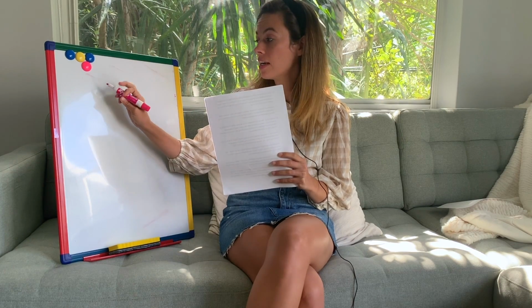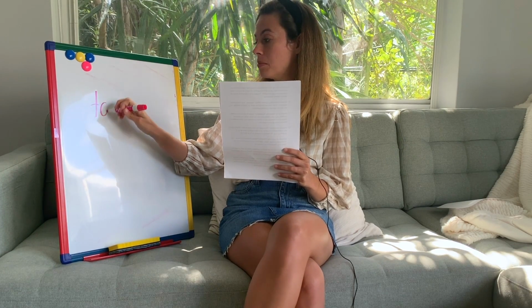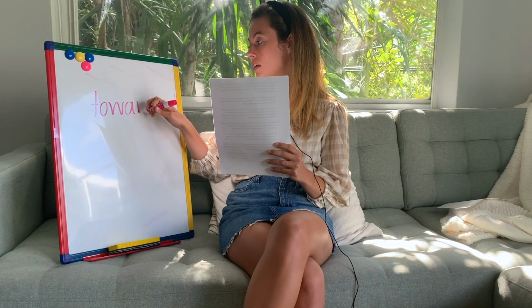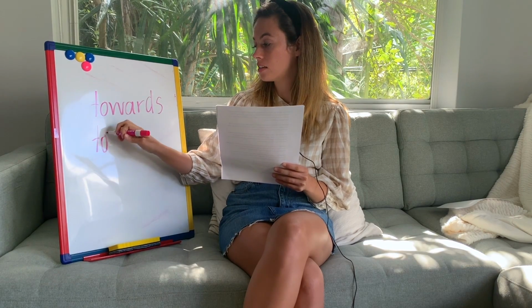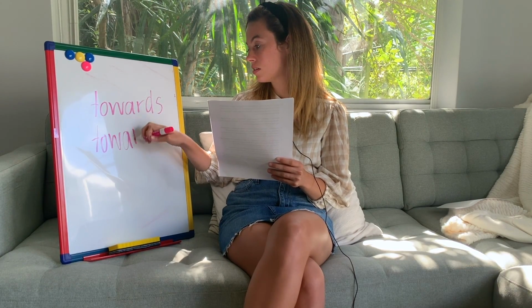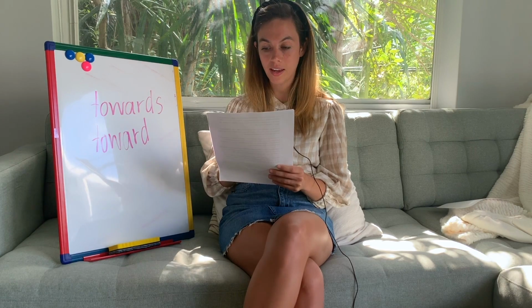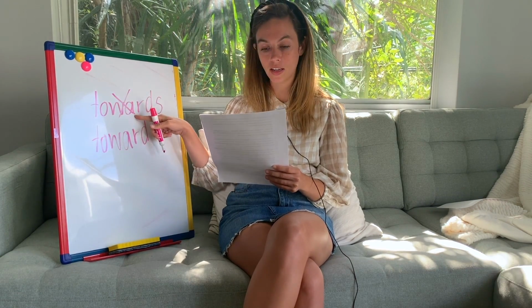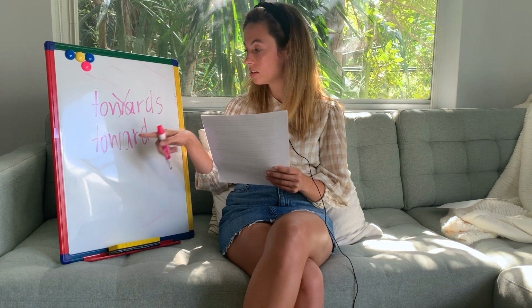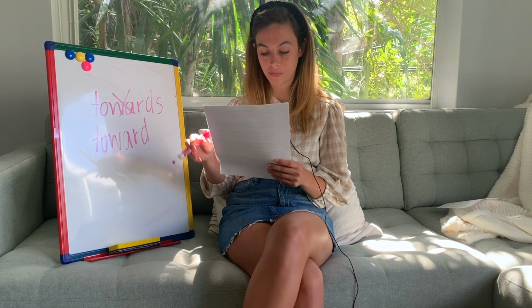So in American English, sometimes we see the word towards. We want to spell it toward, okay? And so you actually don't want to do this one in American English. This is more common in British English. So you want to say toward.